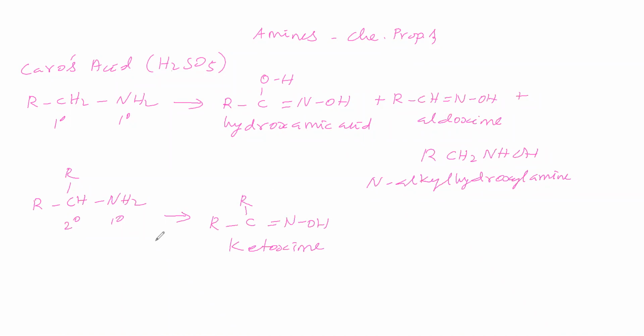Next we will take a tertiary carbon having a primary amine. We will take that with Caro's acid. What is the product? With Caro's acid, we will get a nitrosoalkane. But if we take potassium permanganate as oxidizing agent, in this place NO2 will be there. Nitroalkane will be there.